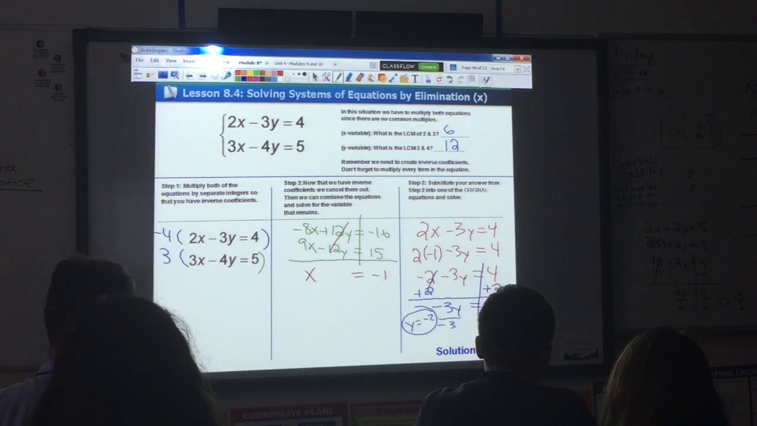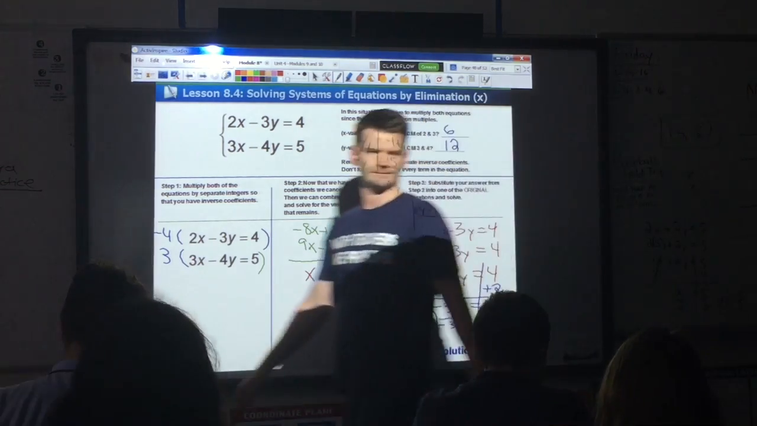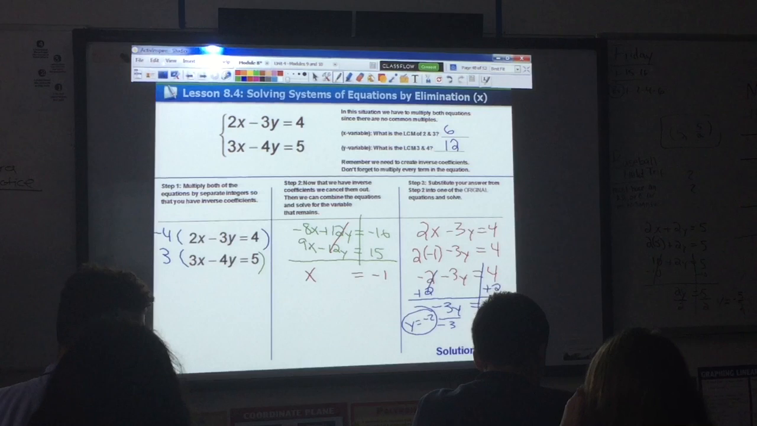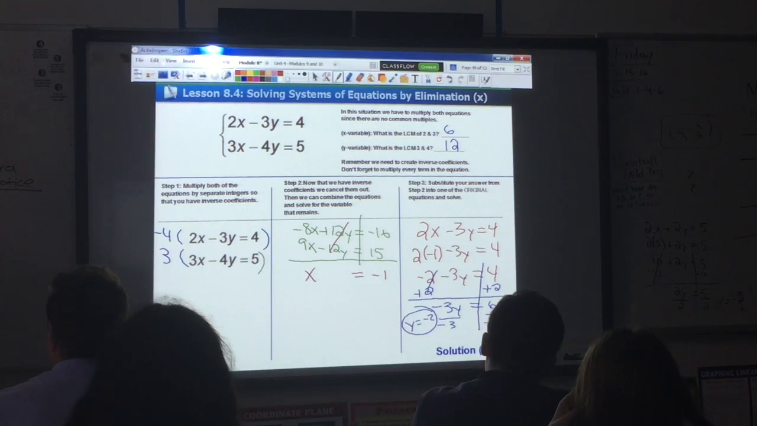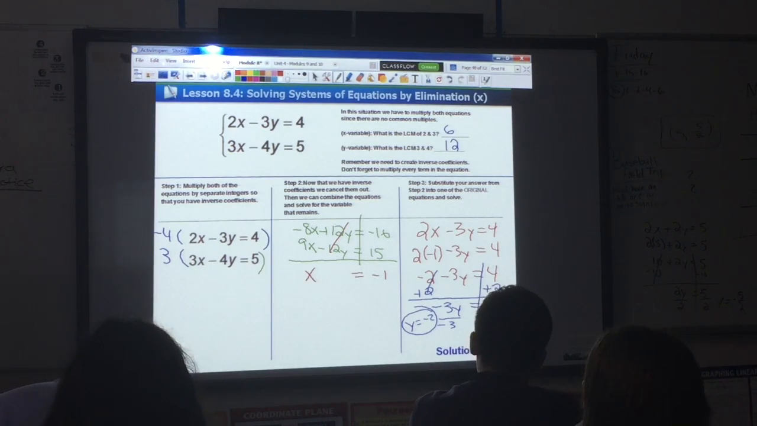Any questions? What's up? So, how come you use the original one? Because if we substituted one of the ones that we multiplied, we would get an incorrect solution. We always use the original equations. All right? What's up?